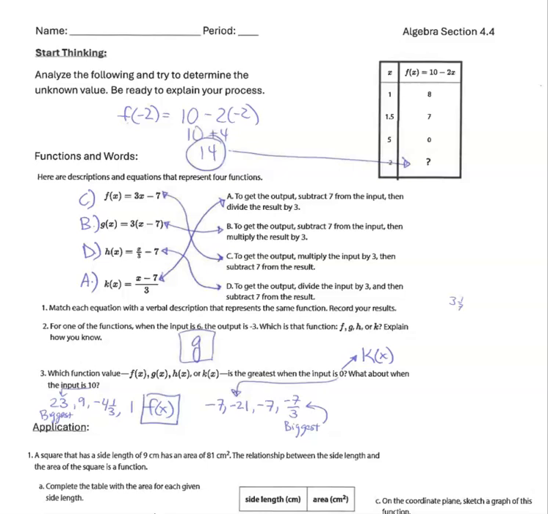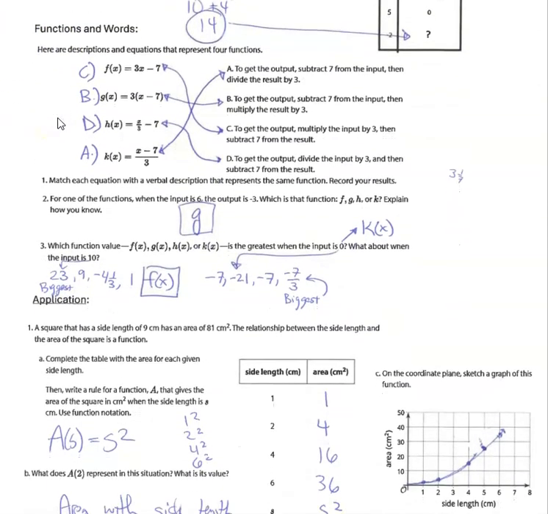So when the students went to this next part that said functions in words, it was basically just trying to figure out which one of these functions, f of x, g of x, h of x, and k of x, which ones matched up with each one of these words. The first one says to get the output, subtract 7 from the input and then divide the result by 3.